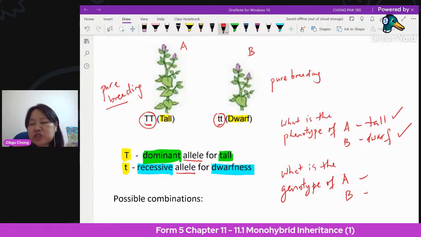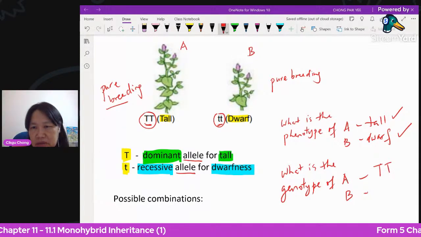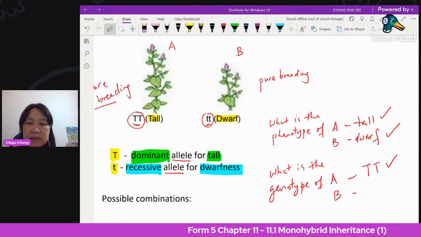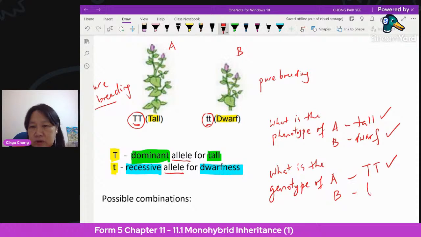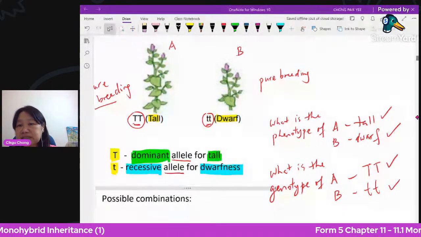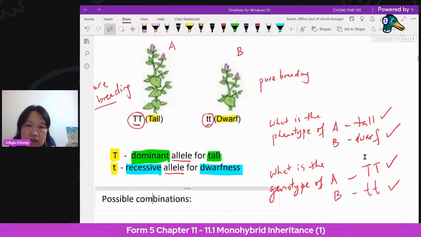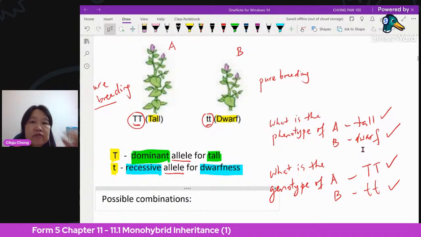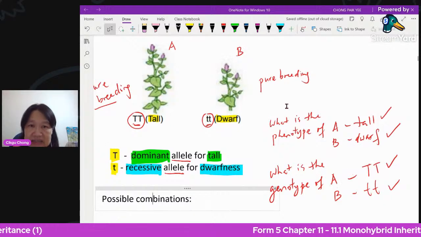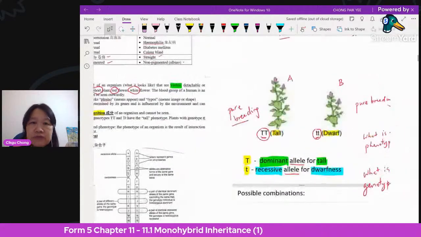So if I ask you what's the genotype of A, you have to answer using symbols. TT, capital T, capital T. You understand this? And if I ask you what is the genotype of B, you have to answer small t, small t. Then it's correct. So remember, when the question asks for genotype, they want to know what type of gene is inside. So you cannot answer using words. You have to answer by writing the genes, the combination of the alleles. Is that clear? It's easier for me to explain to you if I give you this kind of question.